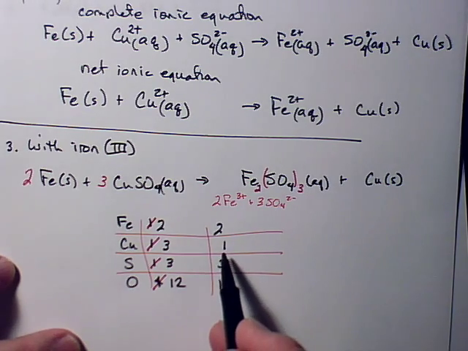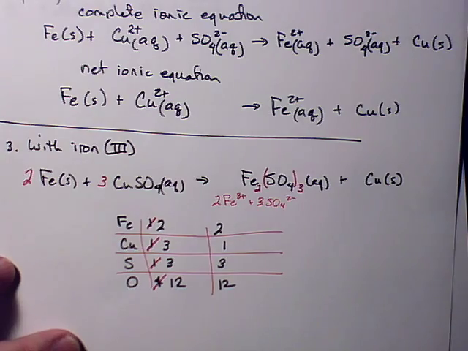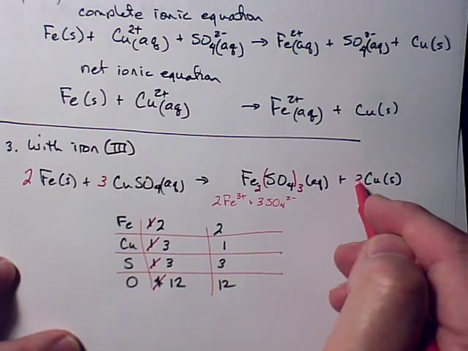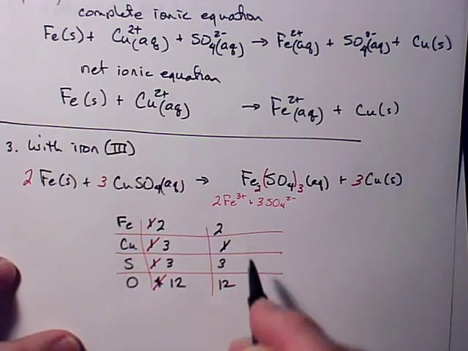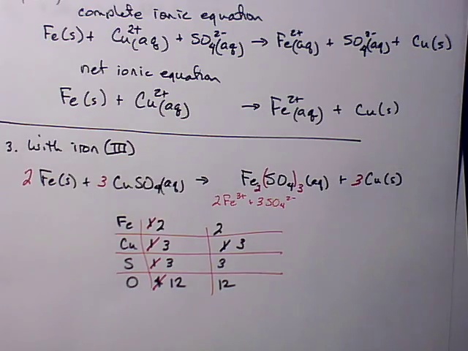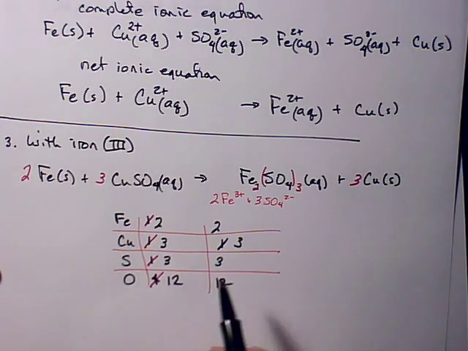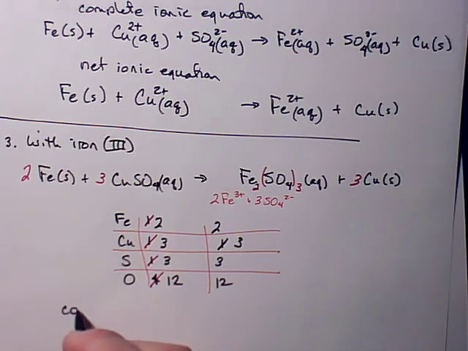Alright, well now we got to fix the number of coppers. If I have 3 on this side, I need 3 on this side, so I need a coefficient of 3 in front of this copper. And that's going to change only the copper to 3. Okay. Then we want to do the atom inventory. I'm sorry, not atom inventory, we did that. We want to break it apart into the complete ionic equation.